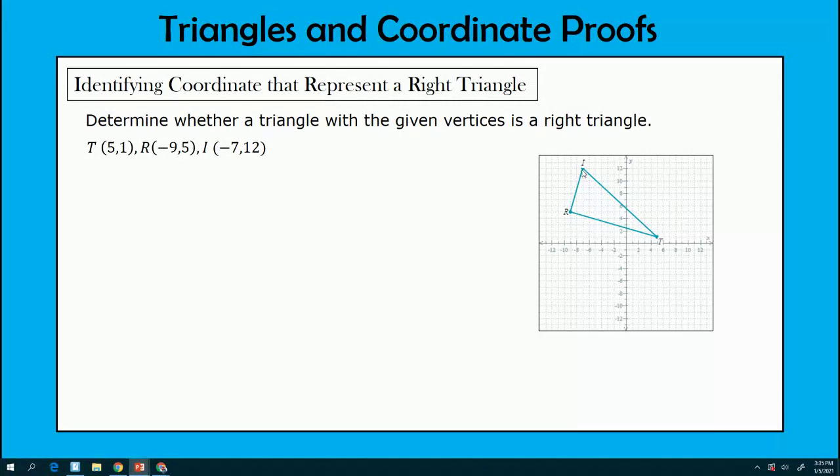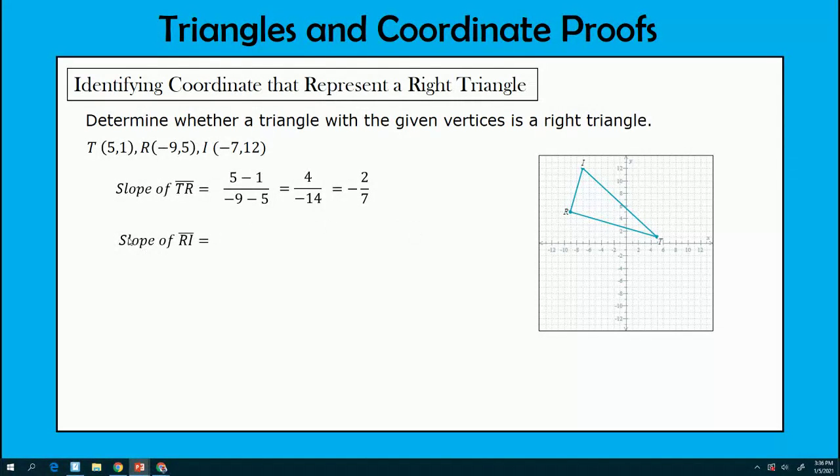So what we're going to do is find the slope of all three sides. And then we're going to look at those slopes to determine whether we have a right angle. Hopefully you remember how to find slope. So to find the slope of TR, this line right here, if you have a graph, you can count rise and run. If you don't have a graph and you're just working off of this, remember it's the difference in the y's over the difference in the x's. So 5 minus 1, negative 9 minus 5. That would give me 4 over negative 14, which is negative 2 sevenths. So the slope of RT is negative 2 sevenths.